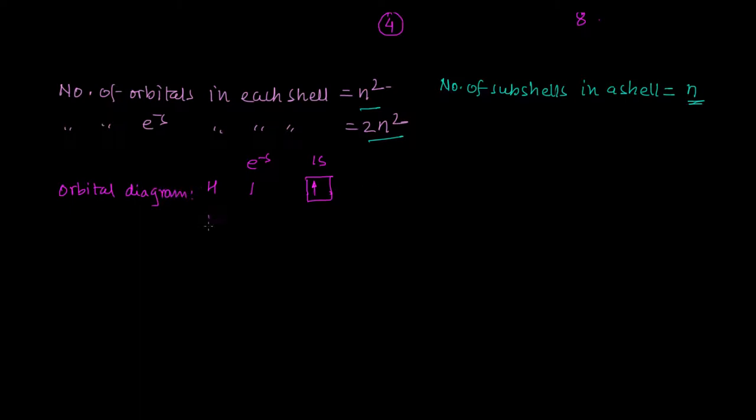Now come to helium. Helium has two electrons. We have just said that each orbital has two electrons, and both will be opposite. This is how we show the opposite, up and down, right? Now we come to lithium. Three electrons. It has to go to the second shell, of higher energy. So this was 1s, this is 2s, and one electron goes there. How about beryllium? Four electrons.